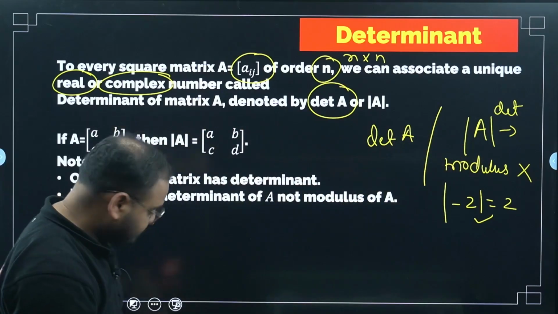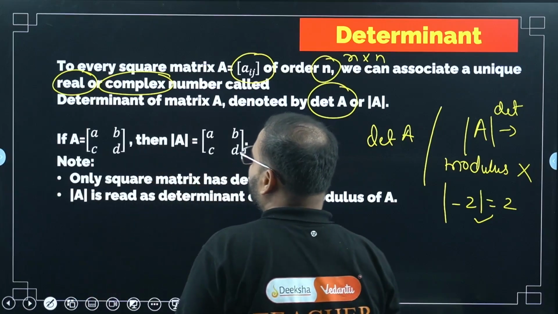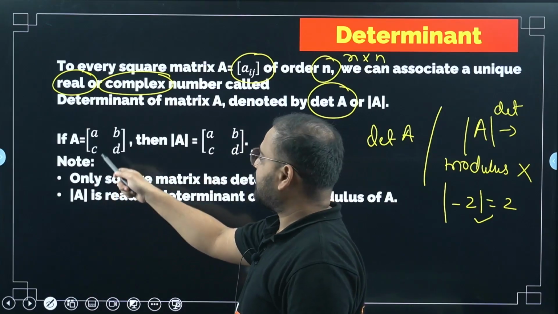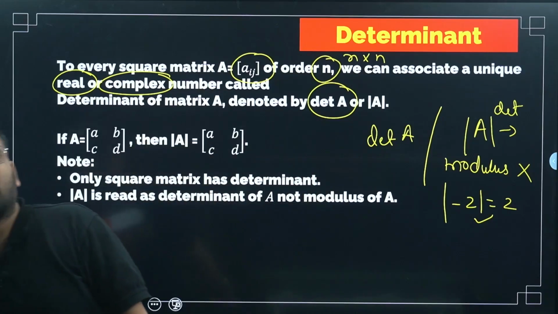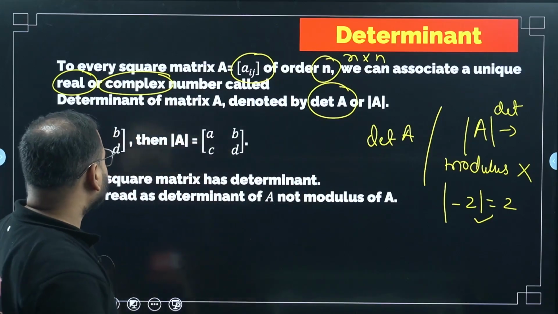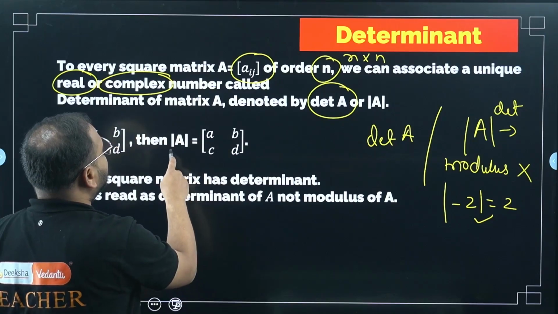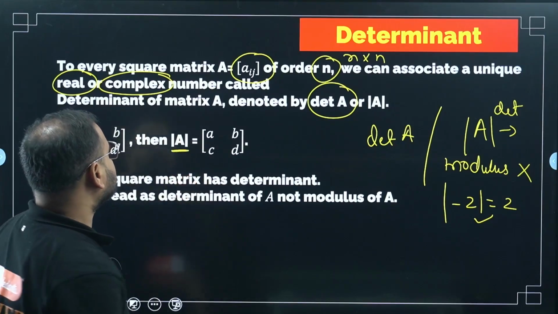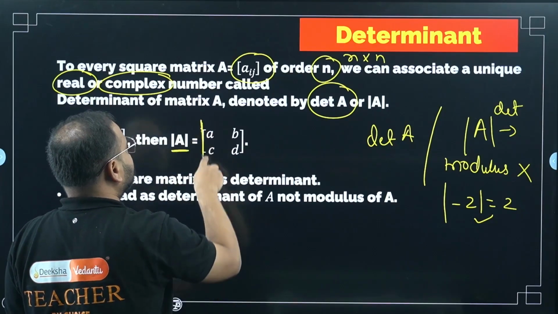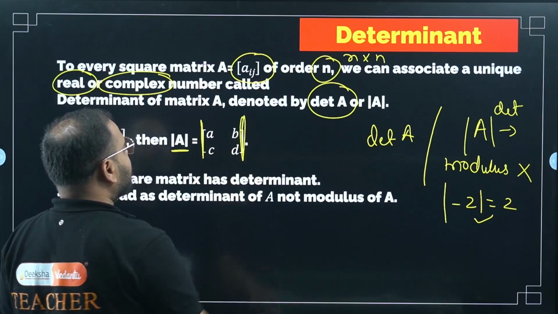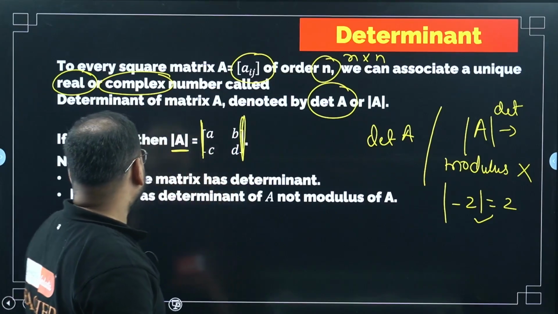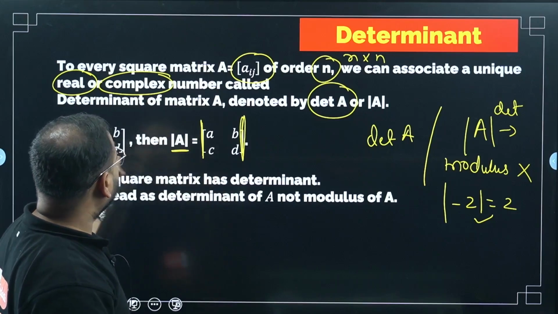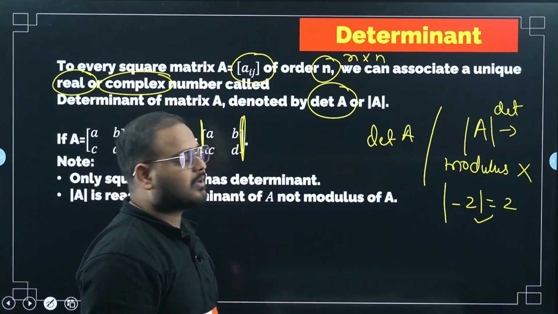If you see here, a matrix given as a, b, c, d is a 2 cross 2 matrix, so 4 elements are there. Then I can write the determinant of A simply like this: just replace the square brackets with vertical lines.